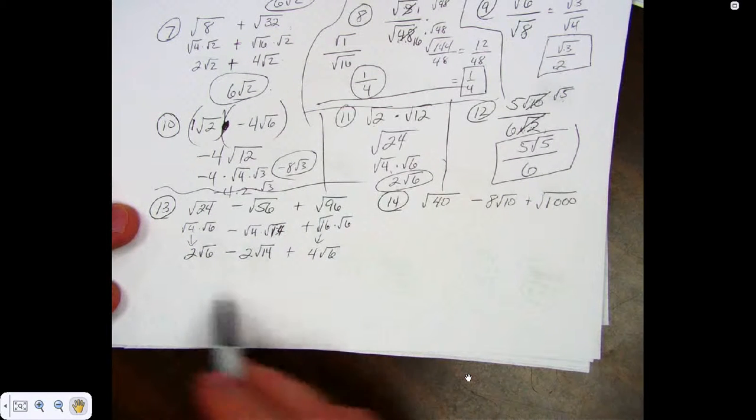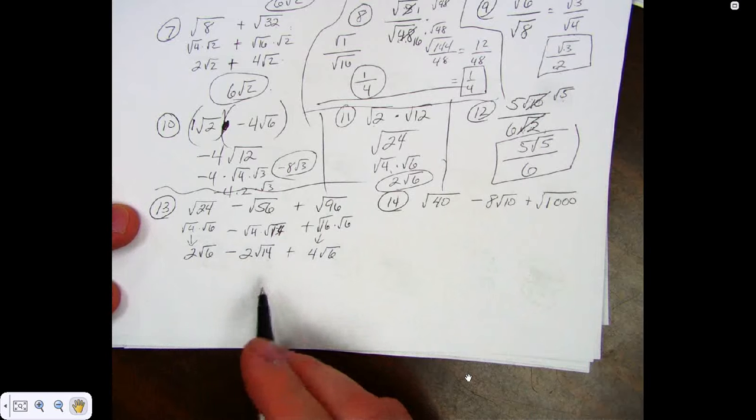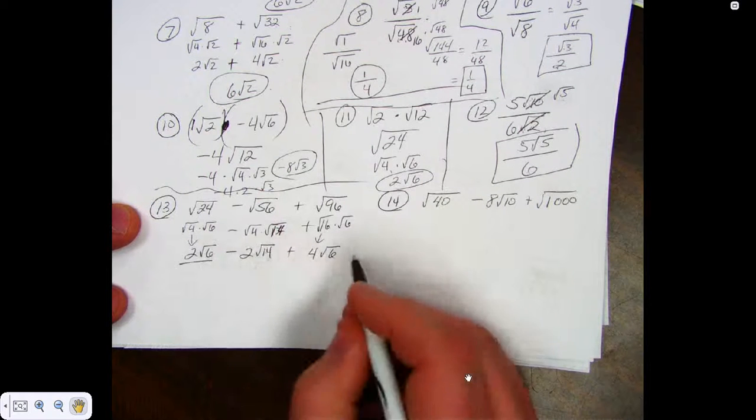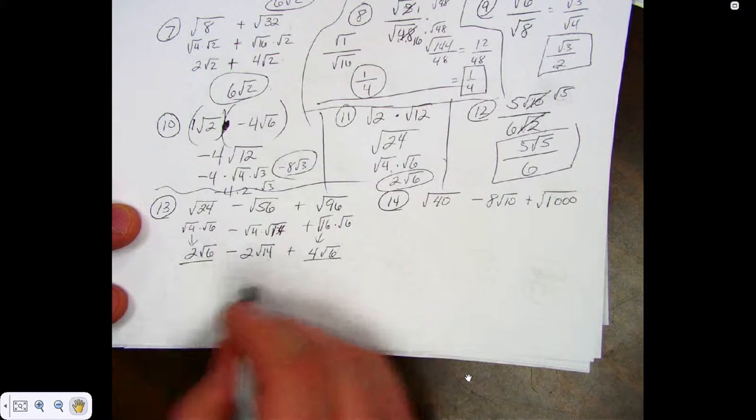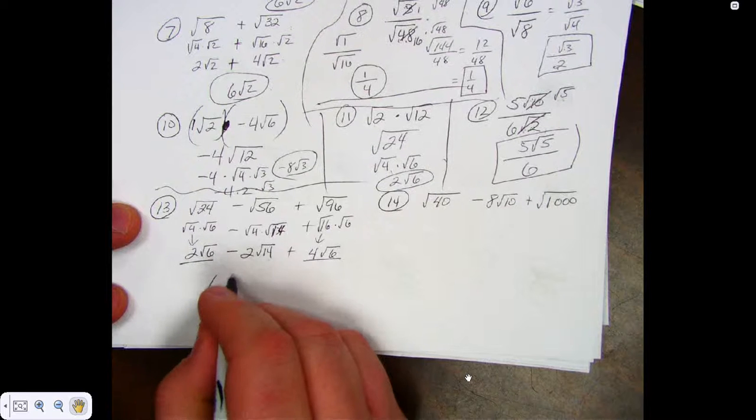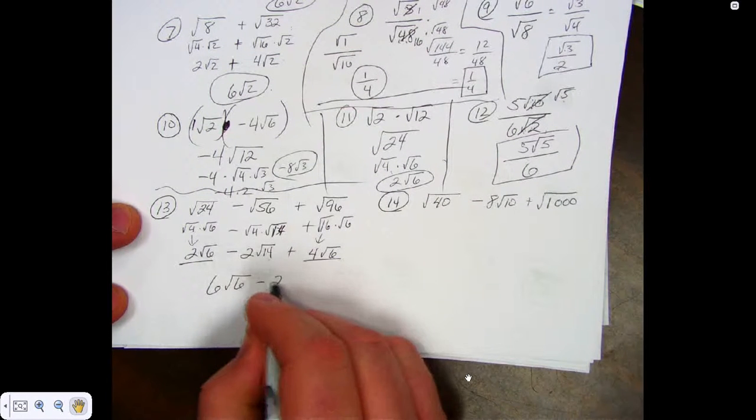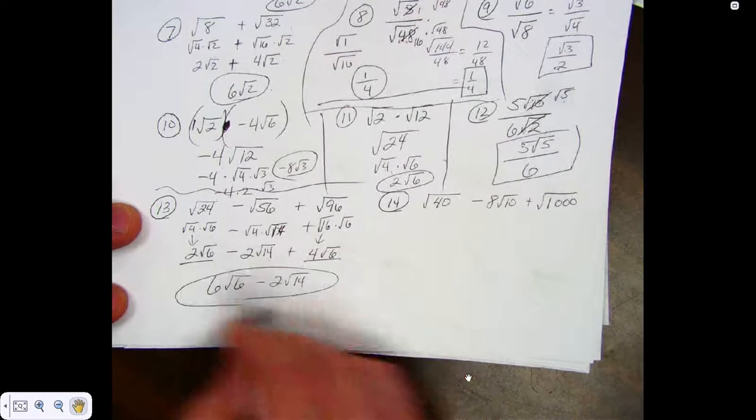Square root of what? Now, you've simplified each square root. Are there any like terms here? Which one? So how many total square roots of 6 do you have now? 6 square roots of 6 minus 2 square roots of 14. And there's nothing else you can reduce there. Simplified, correct?